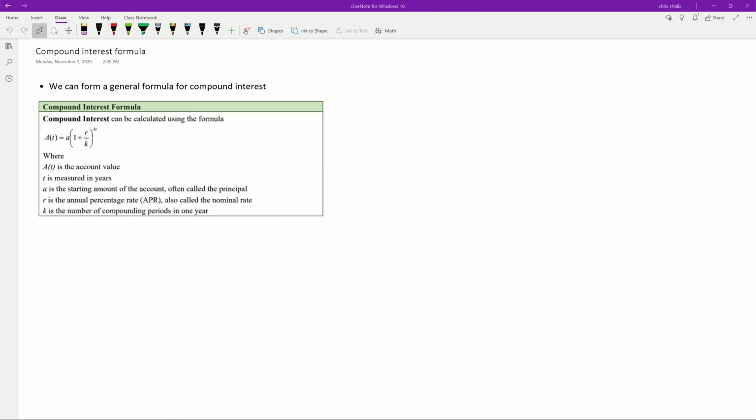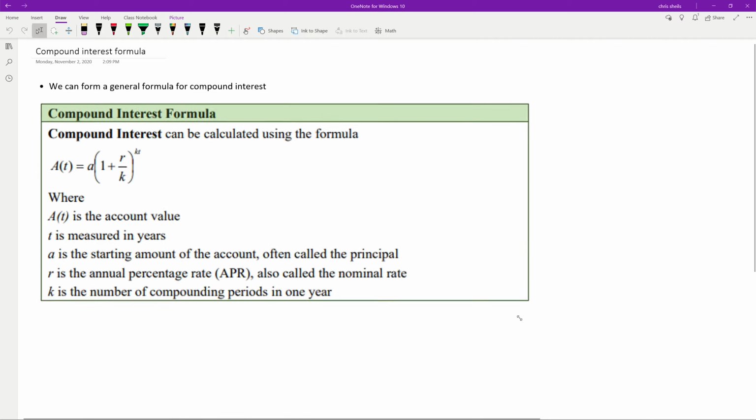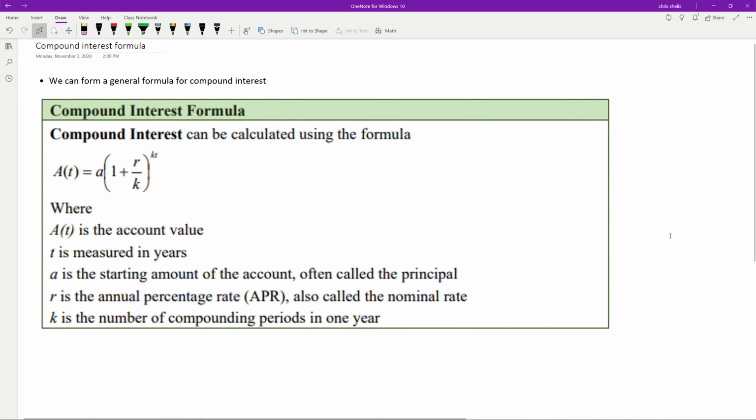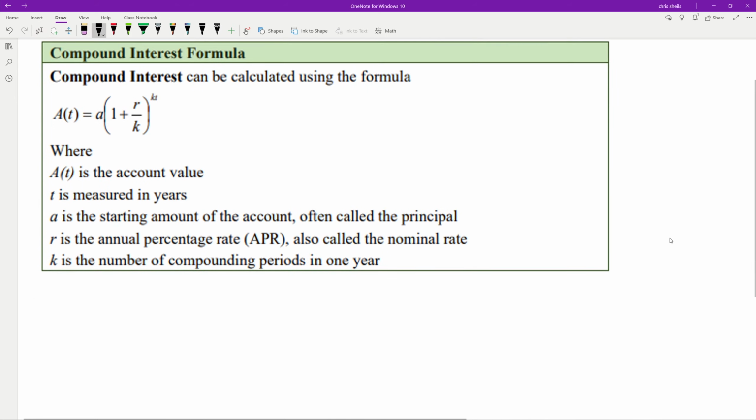So this has A of t is equal to A times 1 plus R over K to the KT power. Maybe the K in this exponent is difficult to see. That's to the KT power. Here, A of t is the account value or the final value. T is measured in years. A is the starting amount of the account. This is often called the principal. R is some annual percentage rate or nominal rate. And K is the number of compounding periods in 1 year.